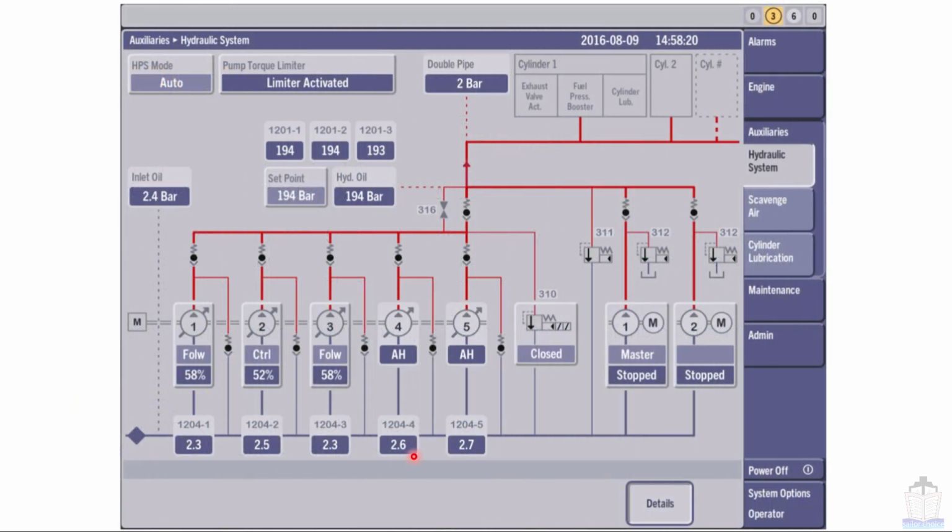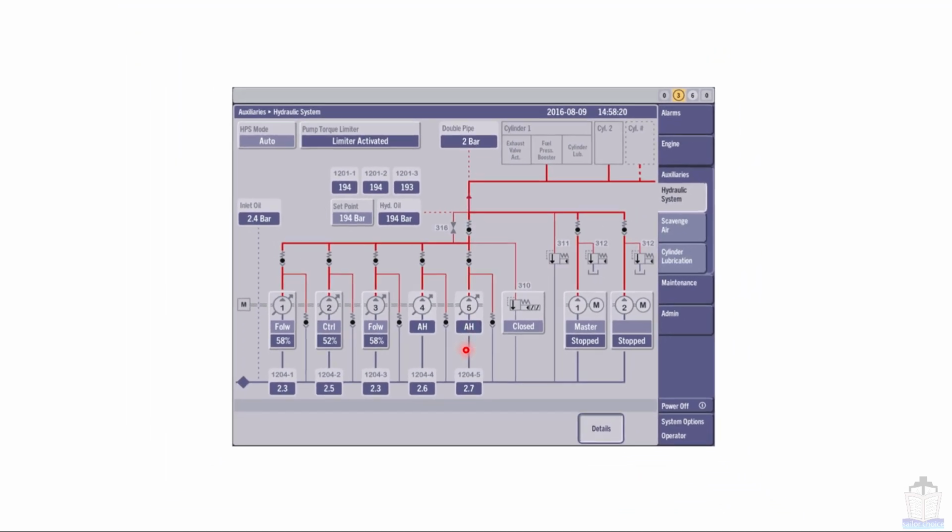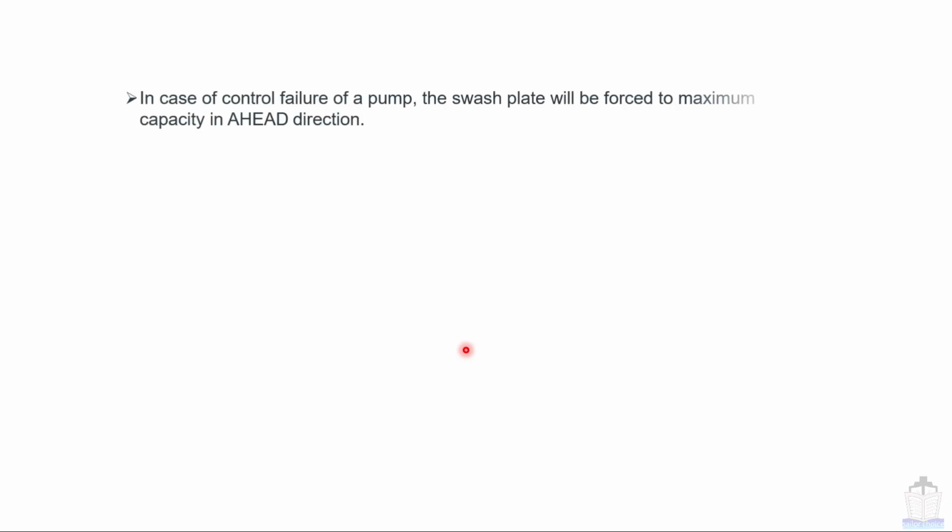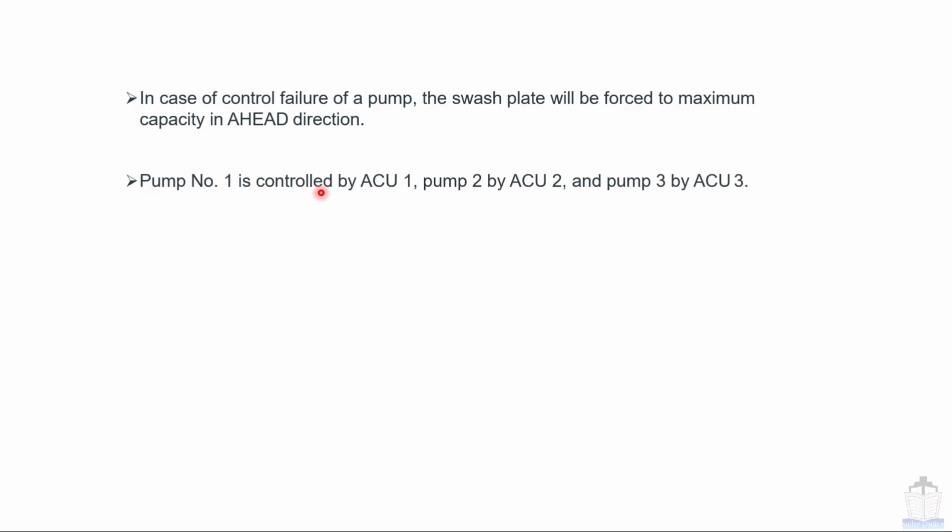Now moving next. Here I am going to talk about the configuration of the hydraulic system in case there are 5 pumps installed as shown in this picture. In case of control failure of pump, the swash plate pump will be forced to maximum capacity in ahead direction. We have already discussed several times. Pump number 1 is controlled by SU1, pump number 2 by SU2 and pump number 3 by SU3. We have also discussed this before.